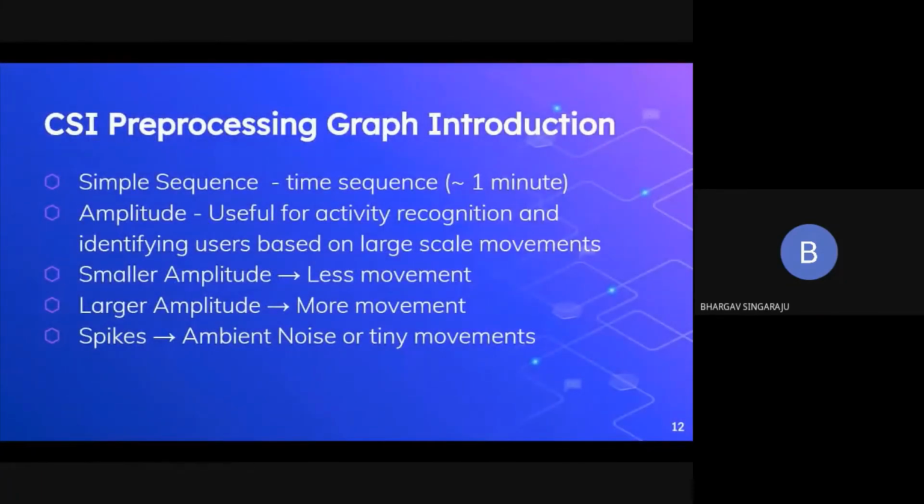So here's a little bit of an introduction to the graphs you'll be seeing in the next slide. Sample sequence is the time sequence for each person in each activity. The amplitude was useful for recognizing the activity and identifying the user based on their movements. And what we discovered was if there was a smaller amplitude, there is less movement, and if there's a larger amplitude, there's more movement. And in the graphs you'll see in the next slide, you'll see some spikes, which are noise and tiny movements.